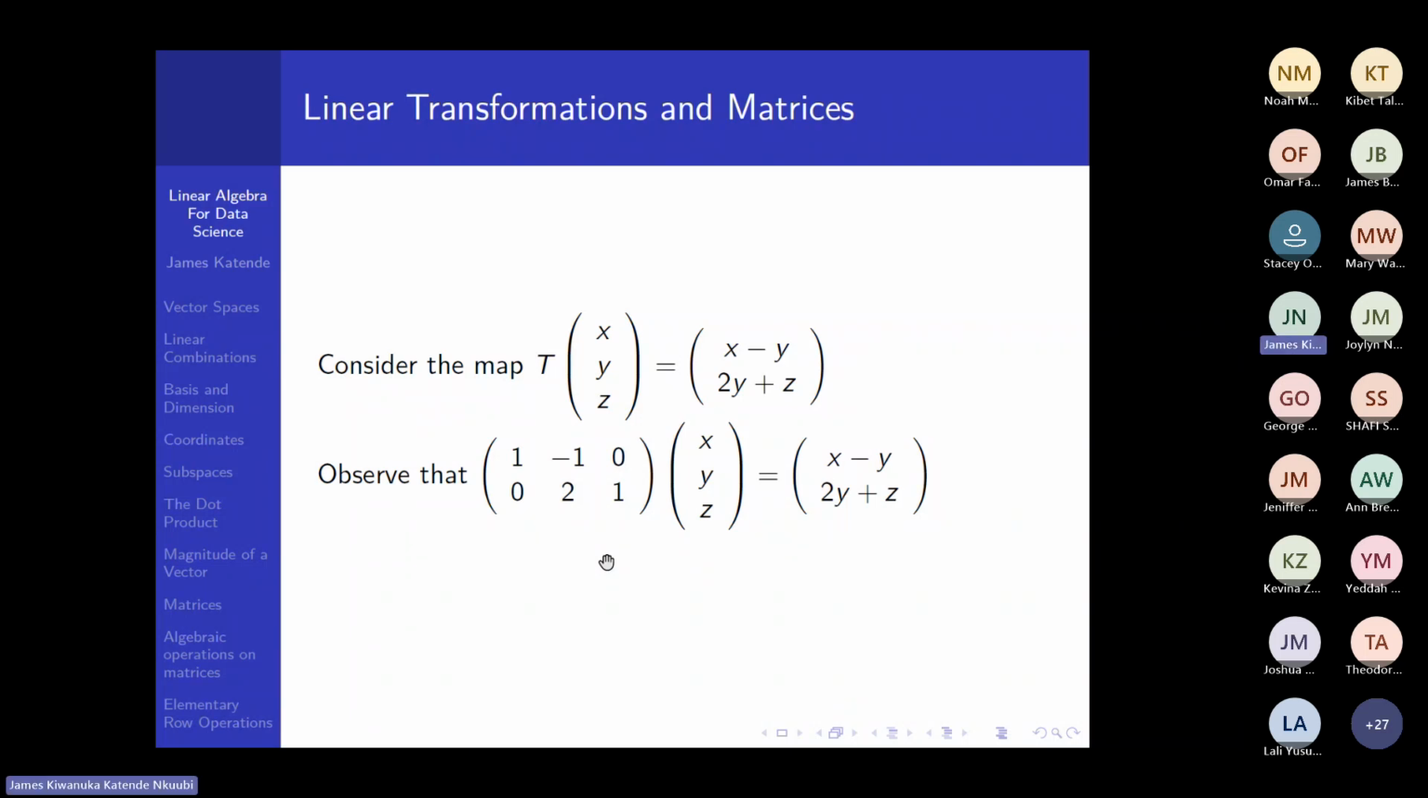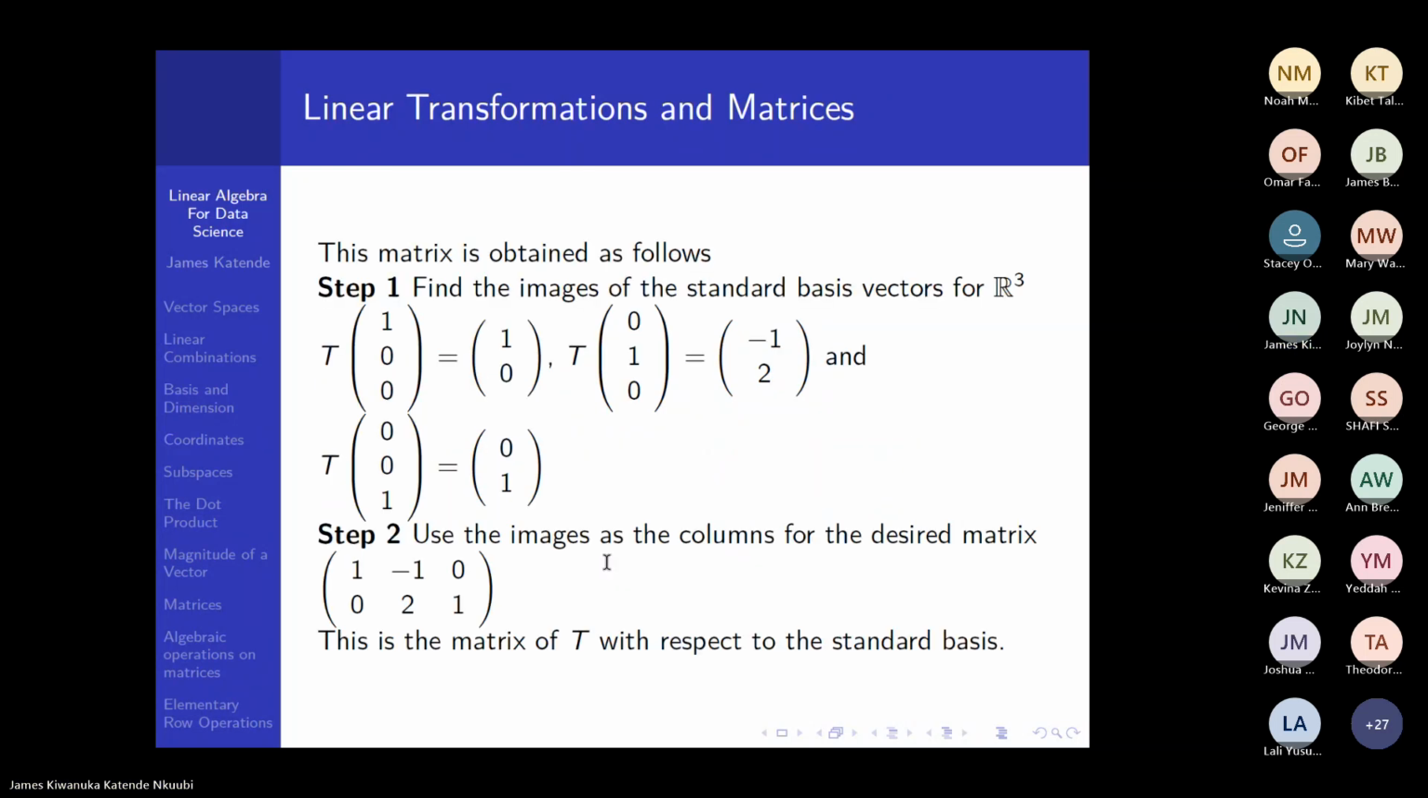So the challenge we are going to face now is, how do we find this matrix? Given a linear transformation, how do we find this matrix? So this is what happens. There are two steps.